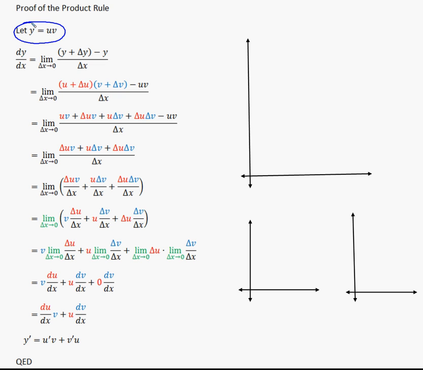And we're going to start with a picture of the graph of y with respect to x. Okay, and I'm just going to draw a generic function here. It could really be anything.